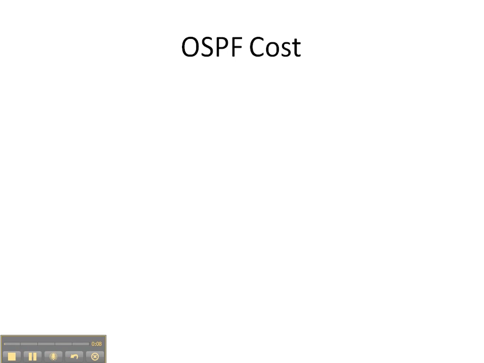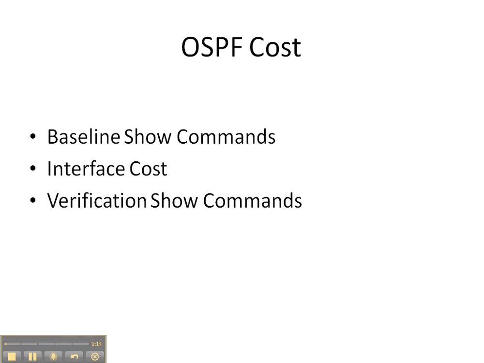We're going to be manipulating the OSPF cost between routers 2 and 3. Let's look at what we're going to do specifically. We're going to do some baseline show commands to see how router 2 and 3 want to get to one another, to their loopback addresses. Then we're going to manipulate the interface cost on both ends of the link, and then we're going to do some verification show commands to see how the routing in the network has changed once the interface cost has changed.